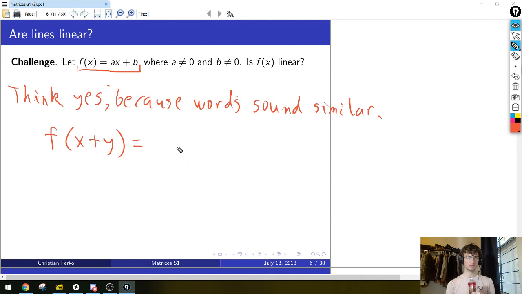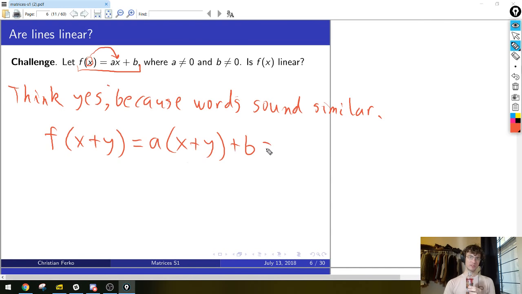Oh, it would effectively be a times x plus b plus a times x plus b. Wait, no, a times y plus b. Let's see, so what is the rule for evaluating a function? You take the input, and then everywhere you see that symbol on the right side, you substitute the input for that symbol. So everywhere we see x on this right side, we're going to substitute x plus y. I have no idea why I thought that, because I was literally doing f of x plus f of y. You were jumping ahead to the next step of the proof.